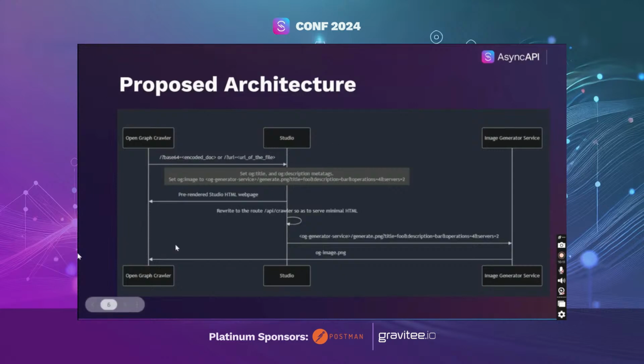And this is the Studio. This Studio essentially represents AsyncAPI Studio. And this is a new service that I had to create from scratch, which was obviously part of the project, which is going to essentially generate that dynamic image that you see in Open Graph.